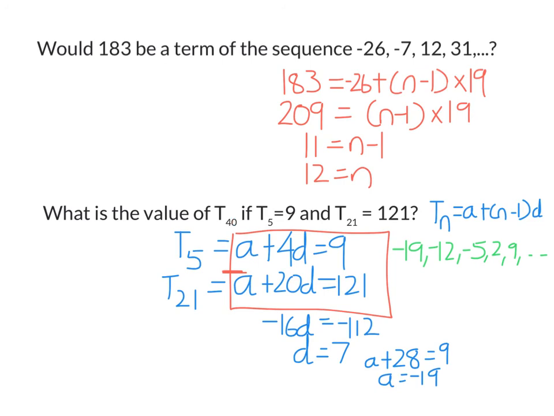So to find the 40th term, well, that's really easy now. T40 is just going to be a plus (n minus 1), so n minus 1 will be 39, times d, which gives us 254.